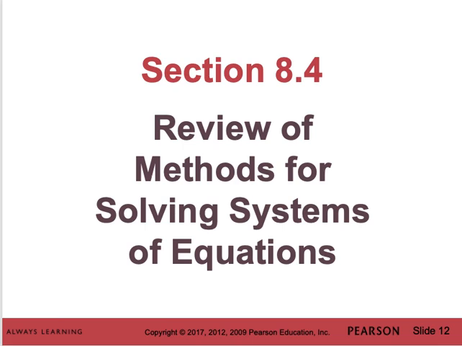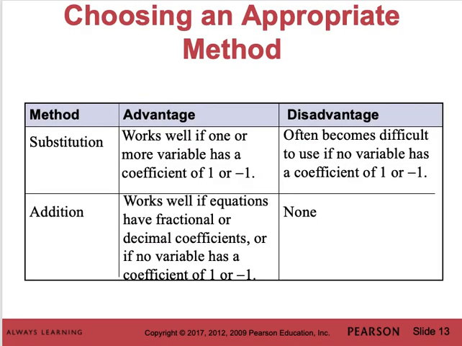Section 8.4, we're going to review the methods for solving systems of equations that we learned in 8.1 through 8.3. So we can use substitution. It works well if one or more variables has a coefficient of 1 or negative 1. Addition works well if the equations have fractions, decimal coefficients, or if no variable has a coefficient of 1 or -1.